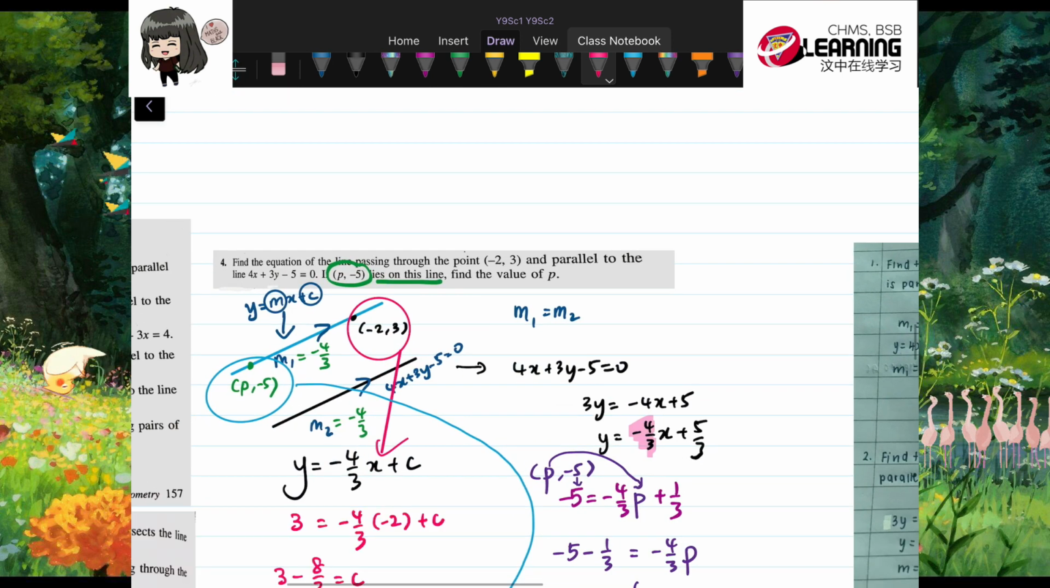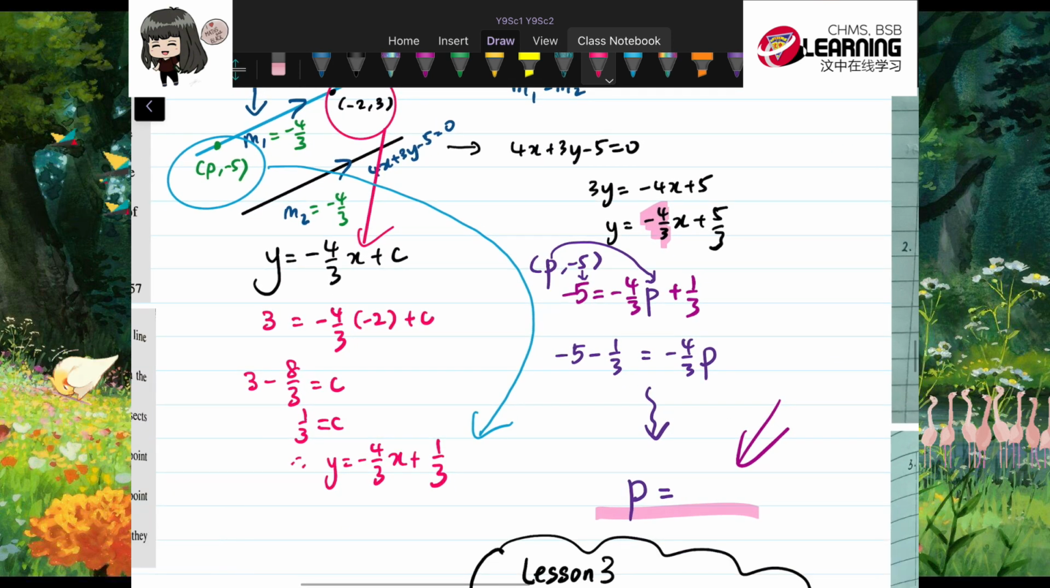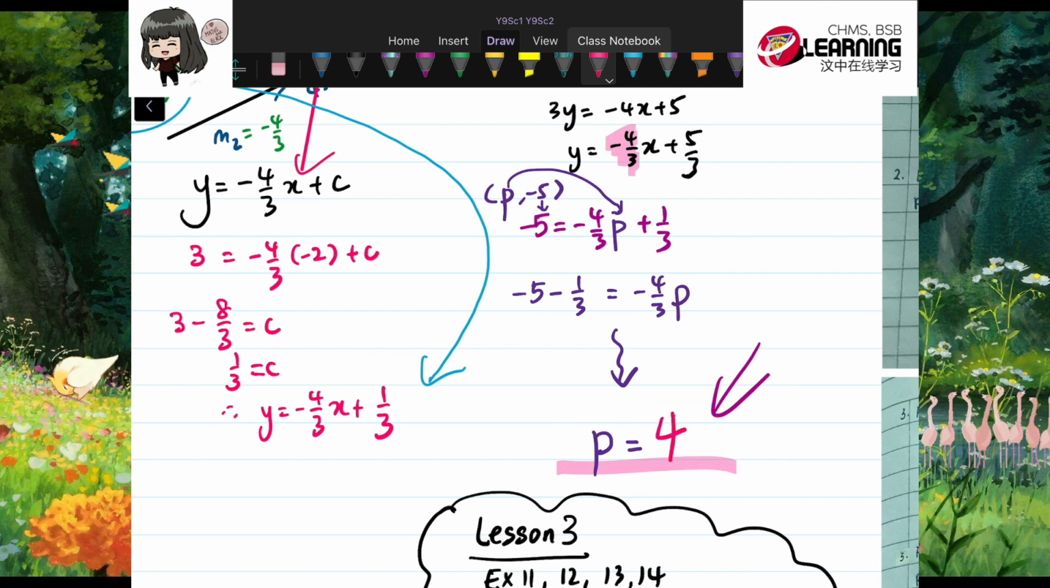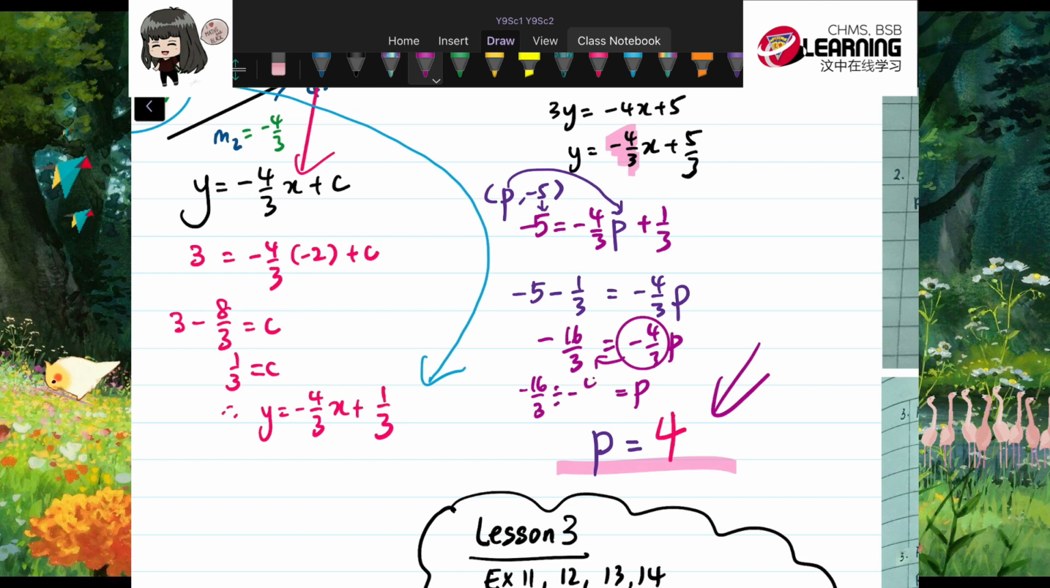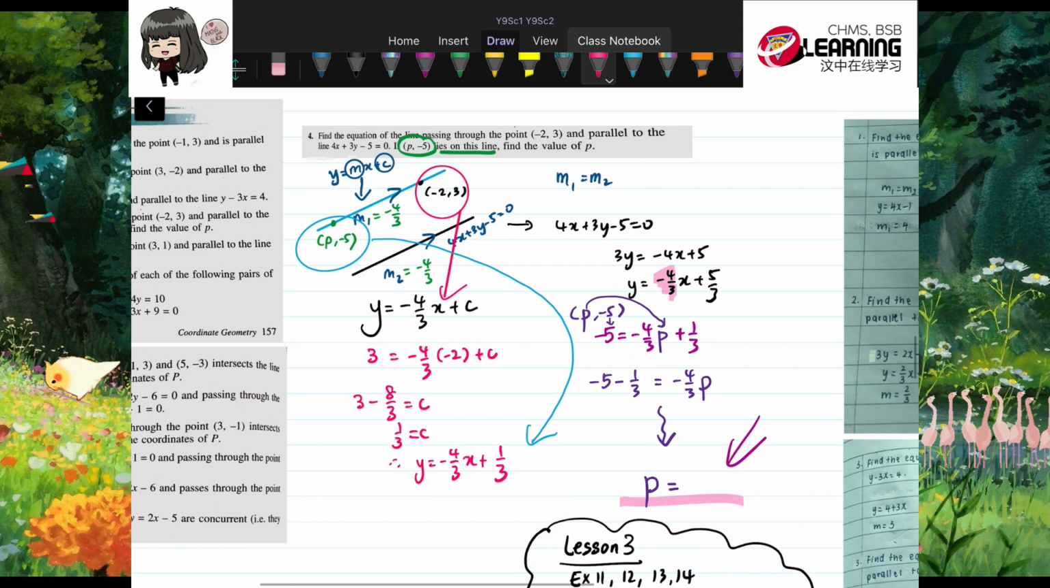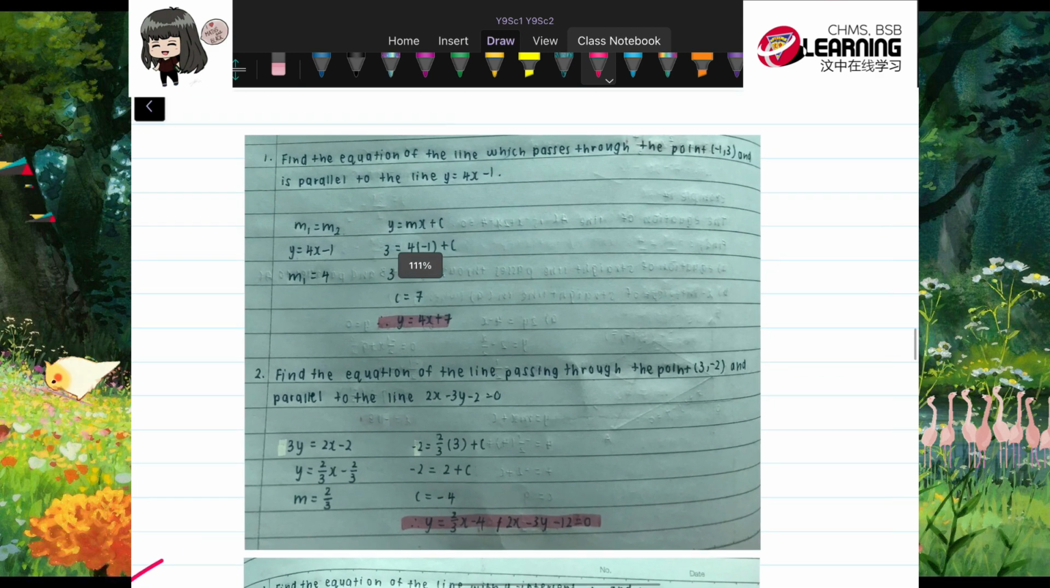Then we go to question 4. The answer is 4. So this one is 16 like that. You move here, there, become divide. So negative 16 over 3 divided by negative 4 over 3. We press calculator, the answer is 4. I've seen a few wrong also there. Careless mistakes probably, so please double check your answer. That's for question 4.